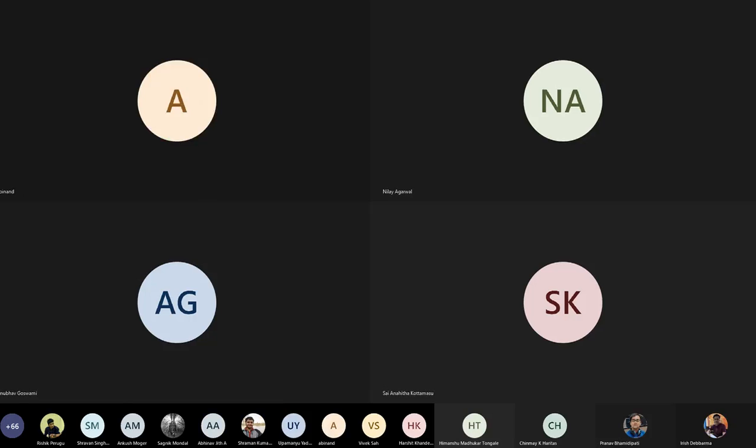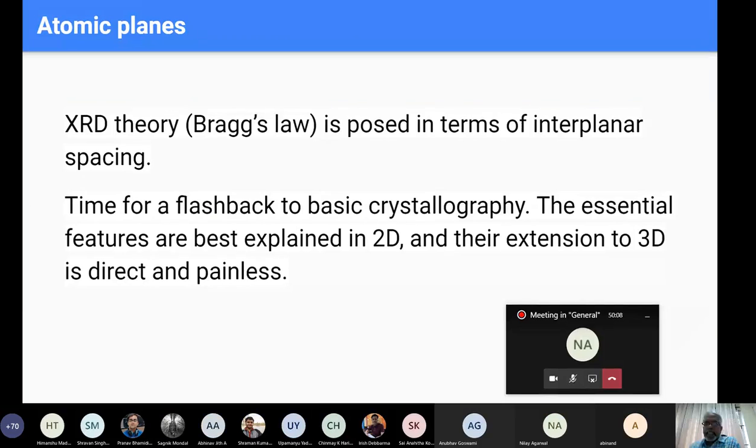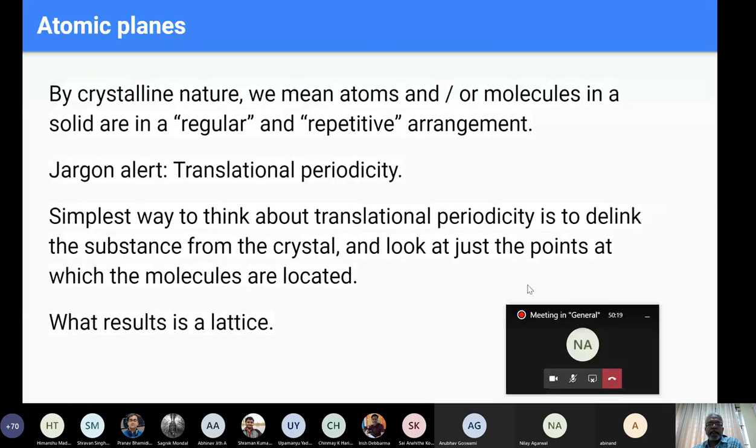Yeah, like I said, the XRD theory itself is posed in terms of interplanar spacing. So let's take a quick step back and look at what the crystalline stuff is all about. What we mean by this regularity is a repetitive arrangement of atoms, and the technical term for this is translational periodicity, or sometimes translational symmetry.